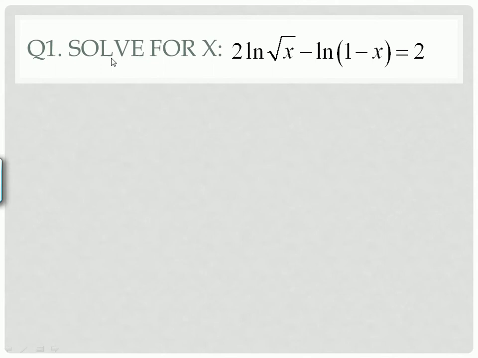the first question is just an algebraic question. You're solving an equation that contains natural logs. 2 natural log of the square root of x minus natural log of 1 minus x is equal to 2. So whenever you see natural logs, you want to think limited domain. There are certain values that x cannot be. It's not possible to take the natural log of 0. It's not possible to take the natural log of a negative number. And that's going to limit your domain.